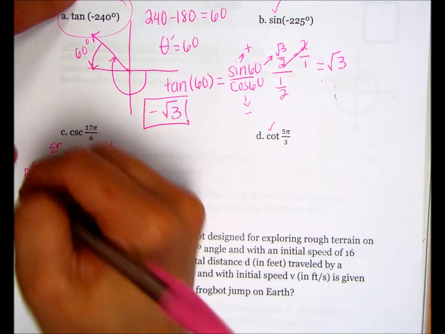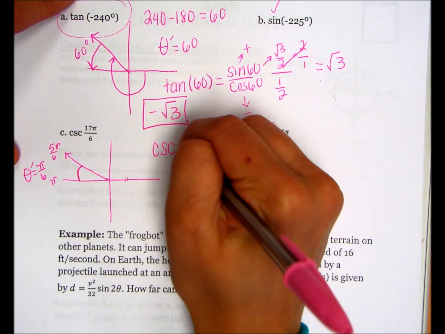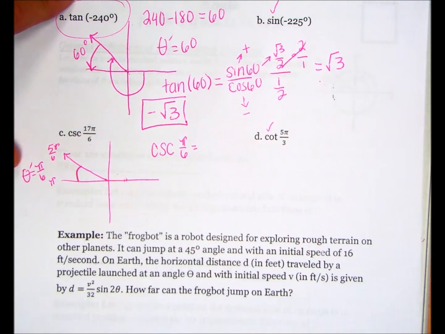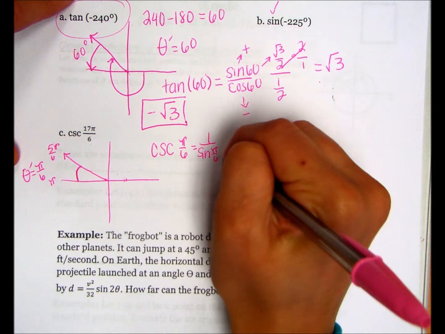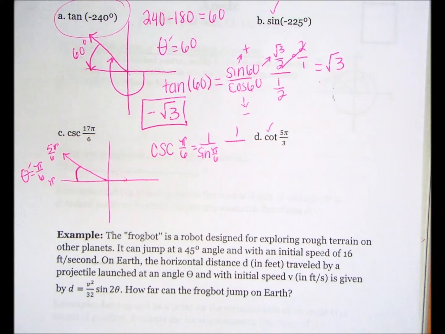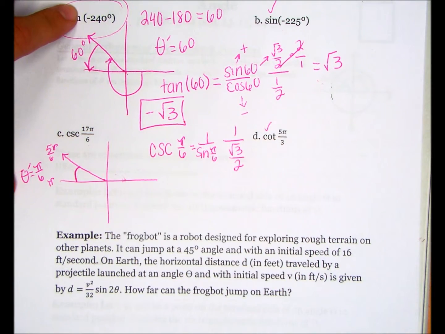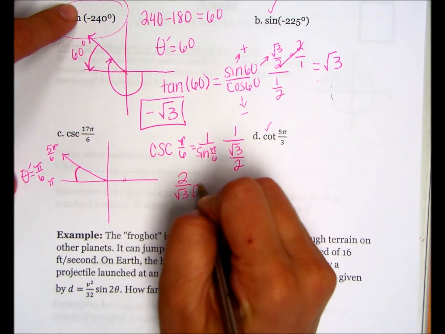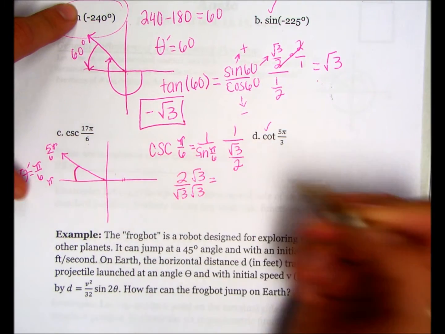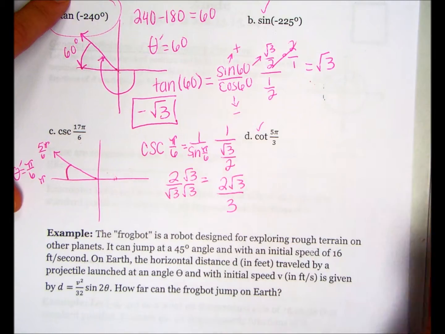So my reference angle is pi over 6, so I'm looking for the cosecant of pi over 6. Well, I know cosecant is 1 over sine of pi over 6, and then sine of pi over 6 is just 1 over 2. So if I'm taking 1 over that, I'm going to flip it to get 2. Get rid of the radical, so I get 2 square root of 3 over 3.